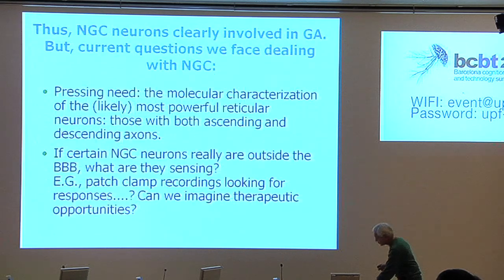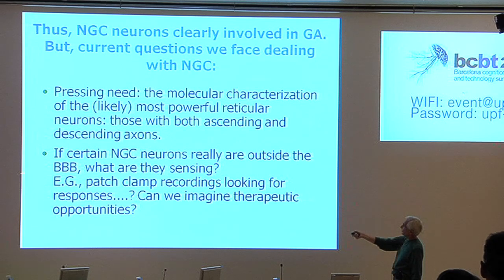Well, I think everybody's had a chance to read this. I mean, we really want better molecular characterization, as you gentlemen are pointing out, not only of the big cells, but also of the little cells, likely GABA cells, and what are they really sensing?